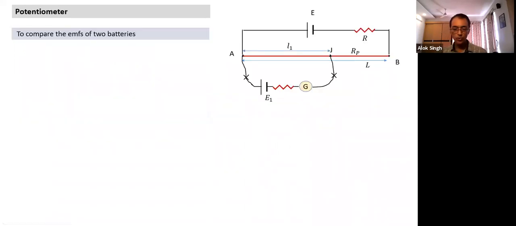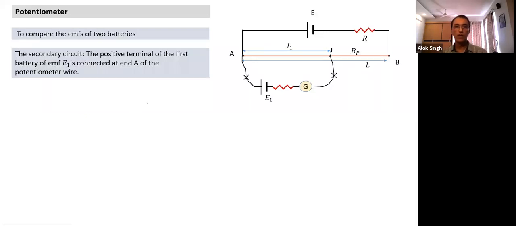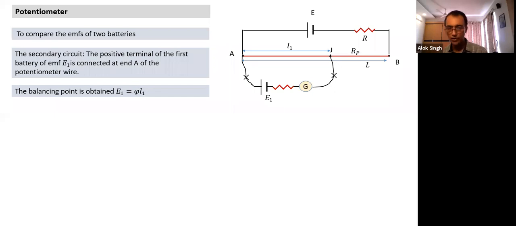It can also be used to compare the EMF of two batteries. Let's see what it means. How to compare the EMF of the two batteries? Let's see the second application. Similar to the previous case, the positive terminal of the first battery of EMF E1 is connected to end A of the potentiometer wire. Both the primary circuit battery positive terminal and the secondary circuit battery positive terminal should be connected to the same point, and through a jockey we again find a balancing point. Since at the balancing point the current is not changing, E1 is equal to phi L1, as we had done in the previous case.